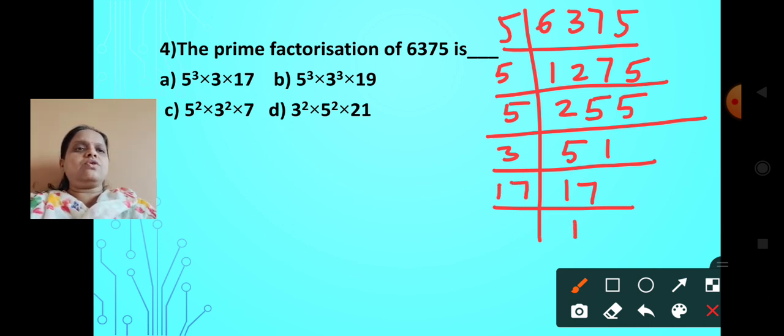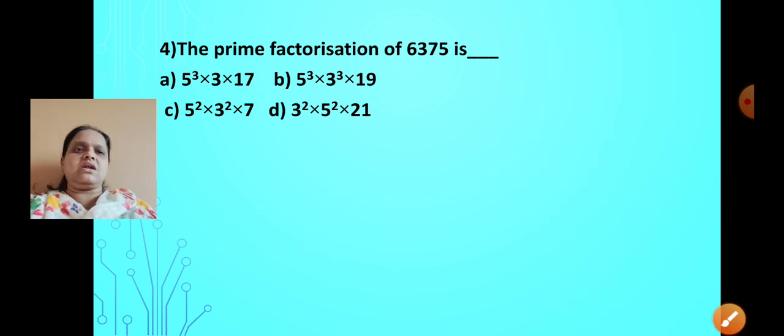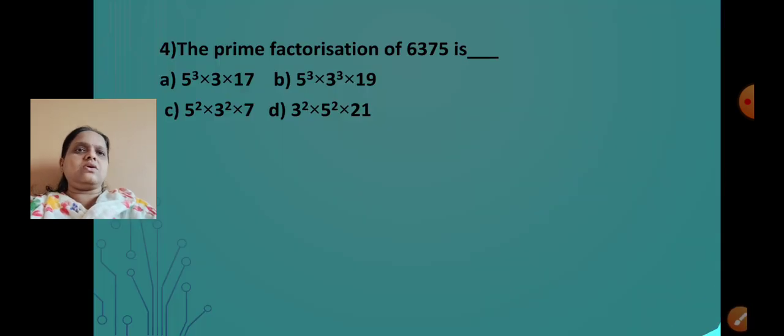So if I want to write it in exponent form, it will become 5 cube into 3 into 17. Let us check the answer from the options. Your option is option A, that is 5 cube into 3 into 17. Hope this is clear to all of you. Let us go for the next sum.